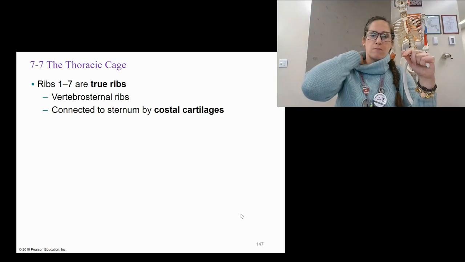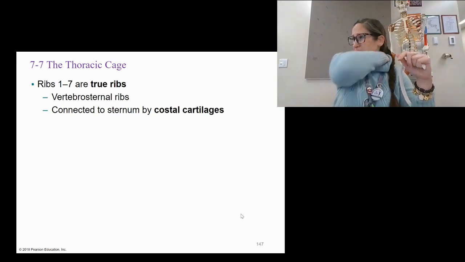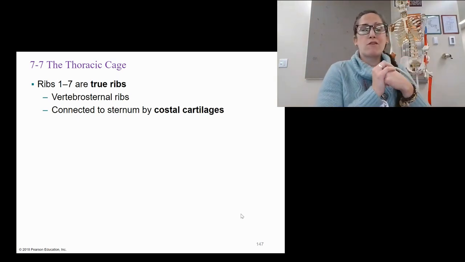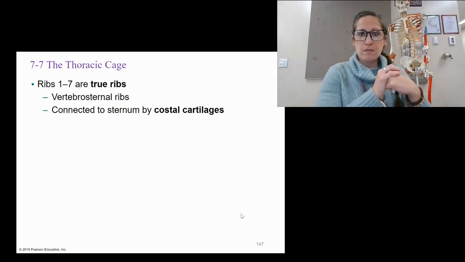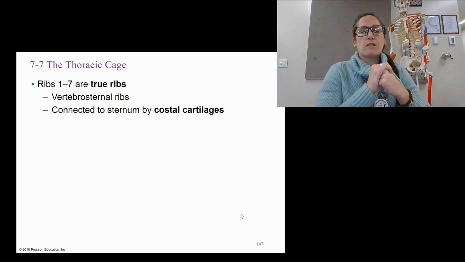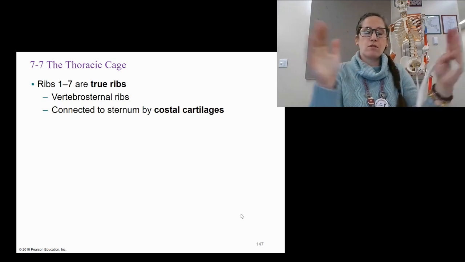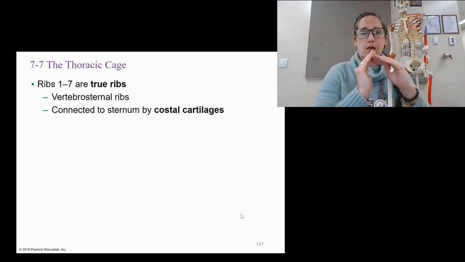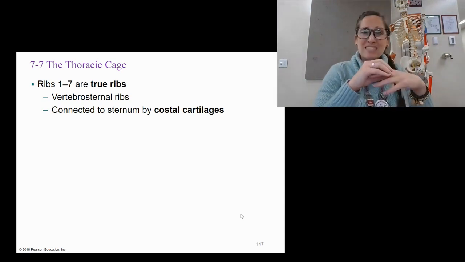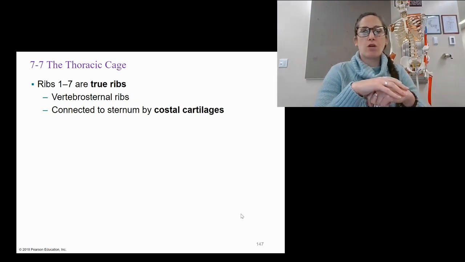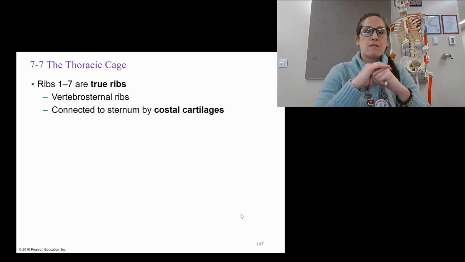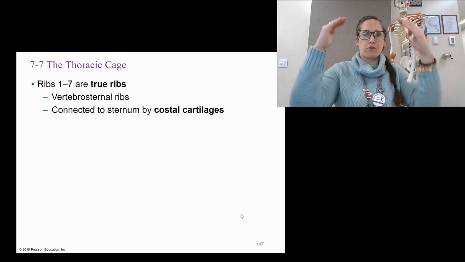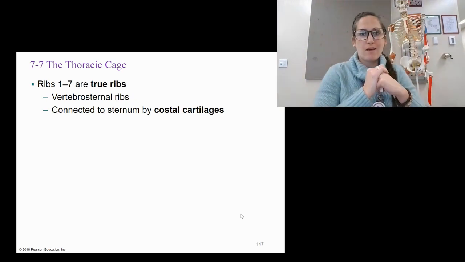So the first 7 ribs are called true ribs, sometimes referred to as vertebrosternal ribs. And that is because they connect from the sternum all the way to the vertebra. And they do that directly through what's called costal cartilages. So that is the first 14 ribs. So the first 7 on either side. Remember, they come in pairs.